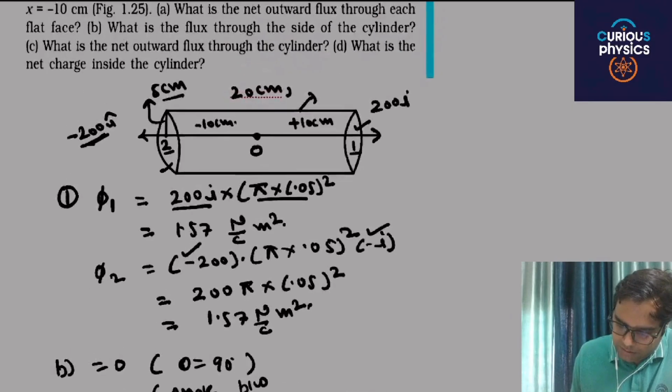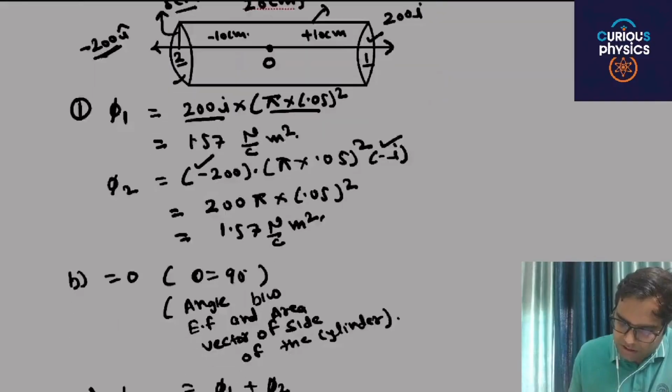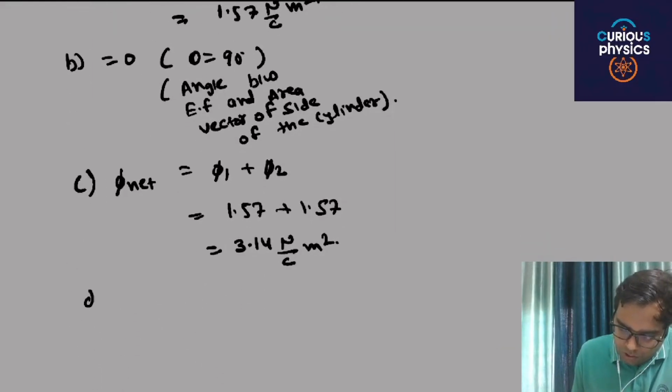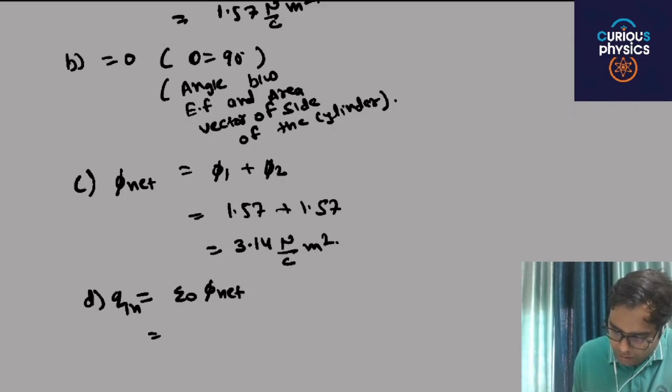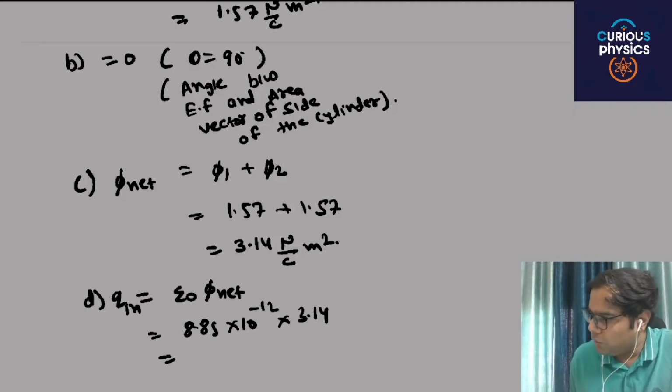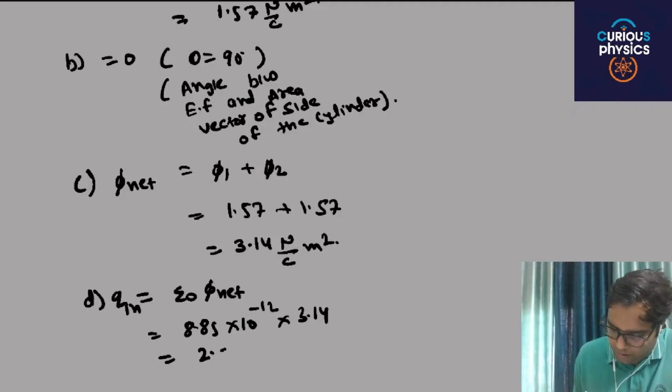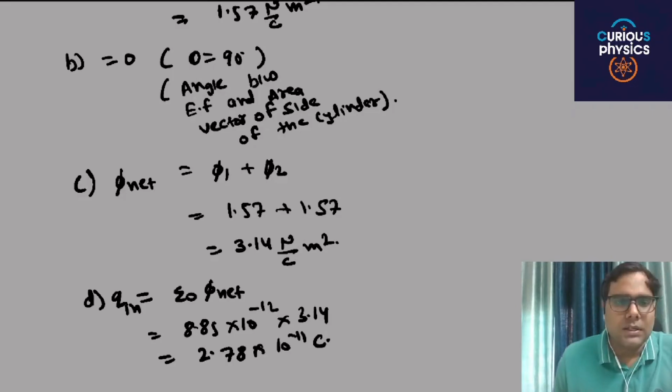And the last one is what is the net charge inside the cylinder? According to Gauss law, Q in is epsilon naught into phi net, and phi net you know. So 8.85 into 10 raised to power minus 12 into phi net, 3.14, and the net charge comes out to be 2.78 into 10 raised to power minus 11 Coulomb. It's just simple calculations.